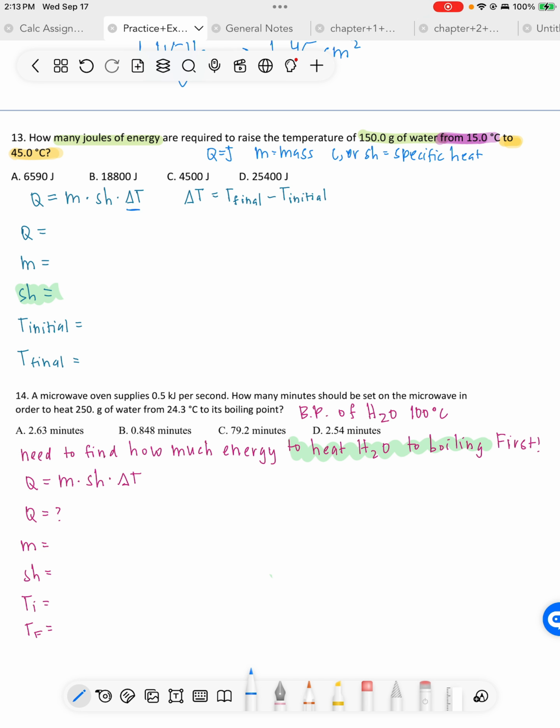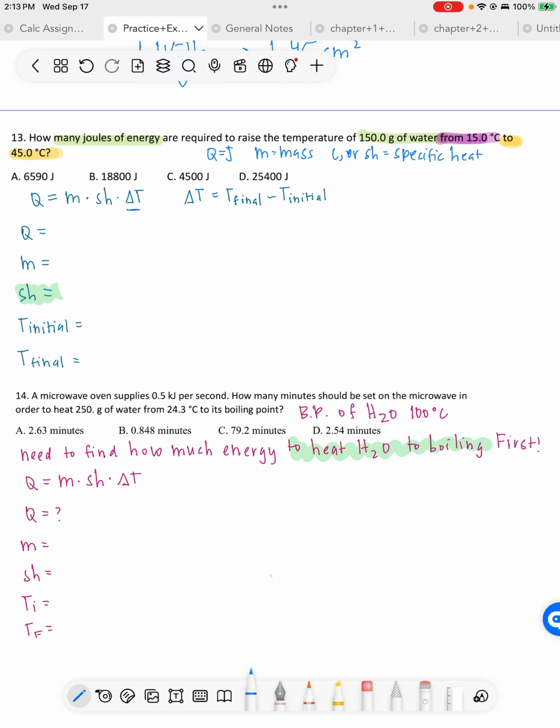And hiding in this little triangle is another equation. So there's like an equation hiding in that triangle. And that equation is our final temperature minus our initial temperature. And that's why I highlighted them in different colors. So when you see the word from, that's your initial temperature. We're going from this temperature to another one. So from means initial and to means final.